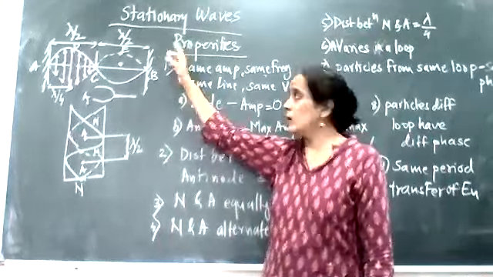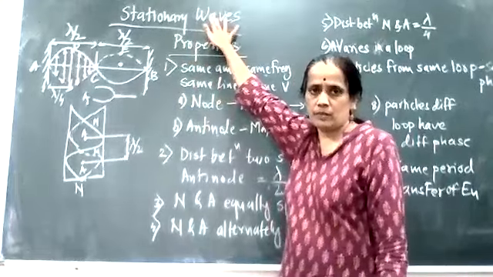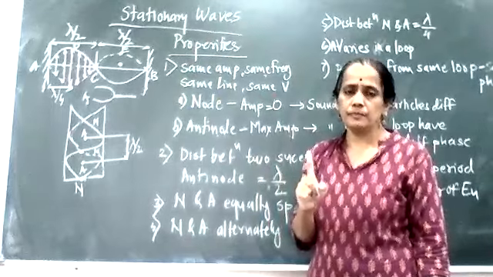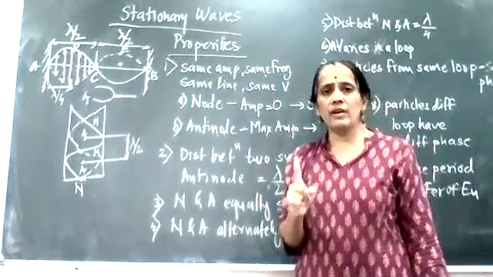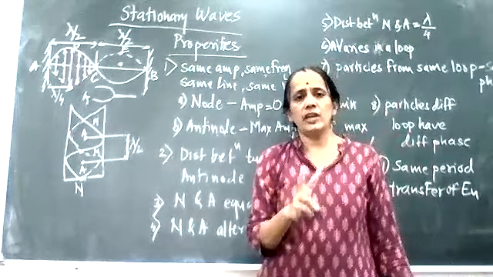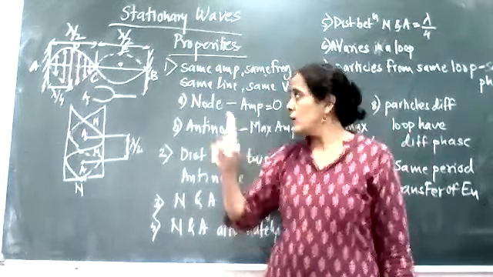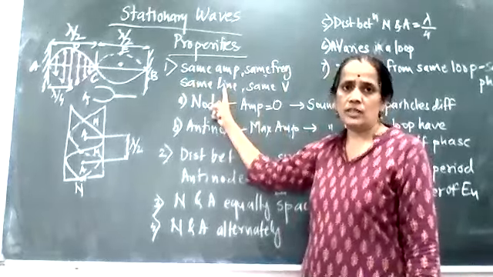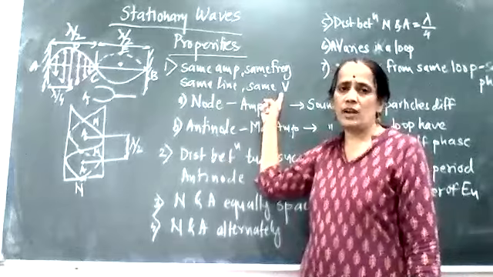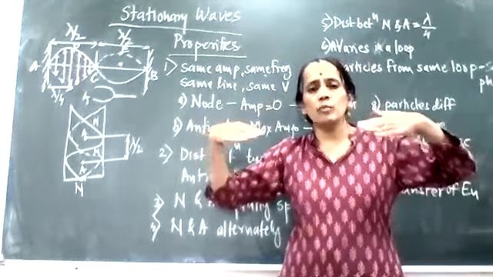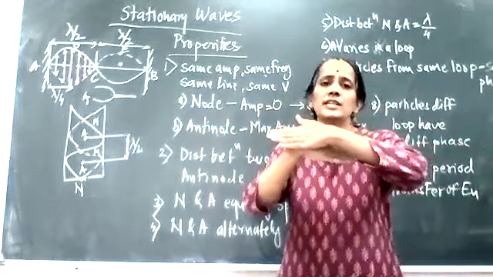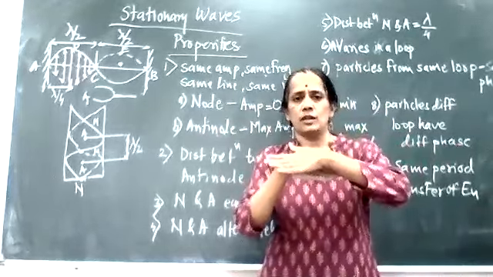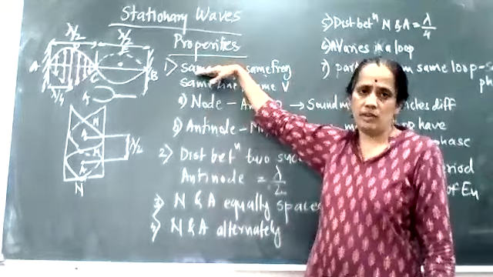Properties of stationary waves. First property, how a stationary wave is formed. Now, what is the requirement of a stationary wave? A stationary wave requires two progressive waves having the same amplitude, same frequency, traveling along the same line with the same velocity, but only the direction of motion is opposite. And such oppositely directed waves will get superimposed on each other, and we will get the stationary waves.